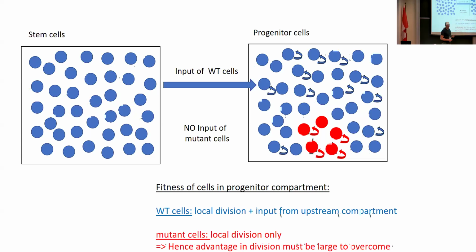The second component of fitness is the influx from the stem cells to the progenitors, right? They go from here, they differentiate out, and they go here. And the wild type cells are present in the long-term stem cell compartment. They will differentiate out, make their way to the progenitor cells. However, because the mutant is placed here, there's no mutant in this compartment. So it doesn't experience this influx. So this gives it an intrinsic disadvantage. And this gives rise to the mutant invasion barrier that has to be overcome. So that explains this barrier.